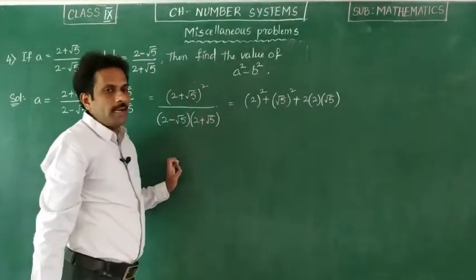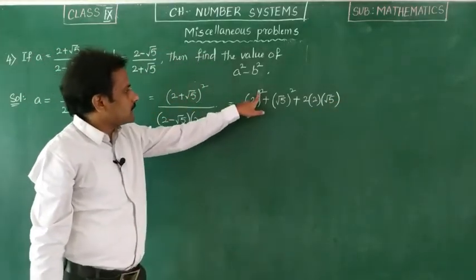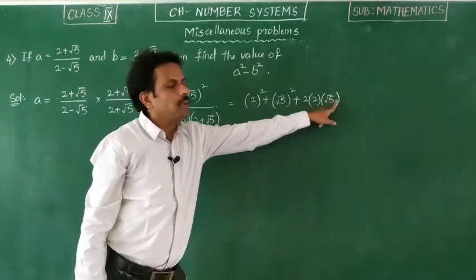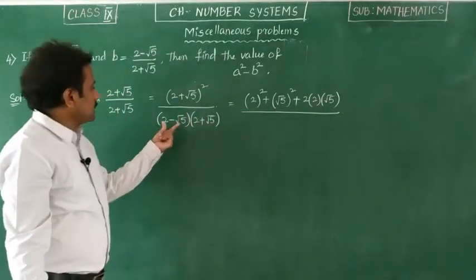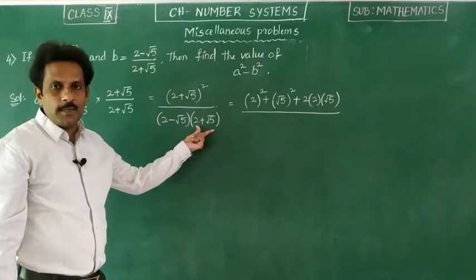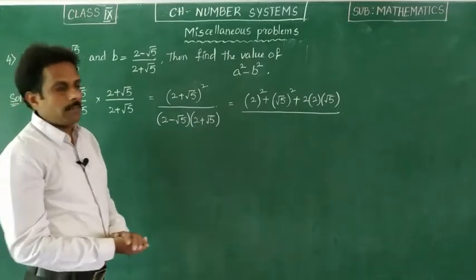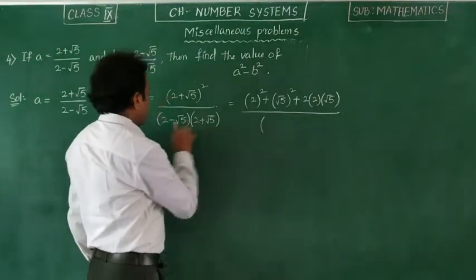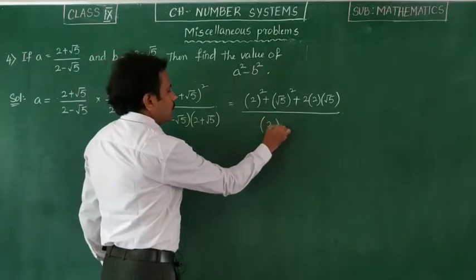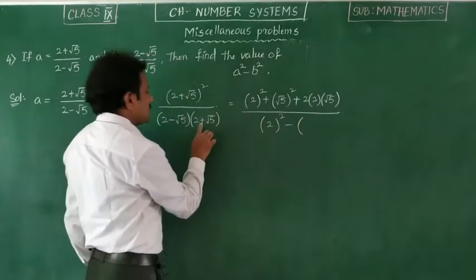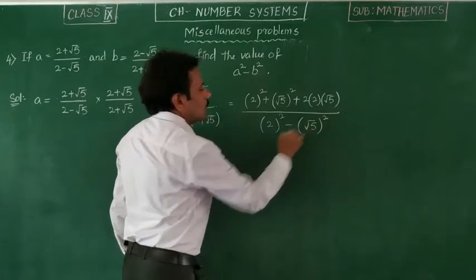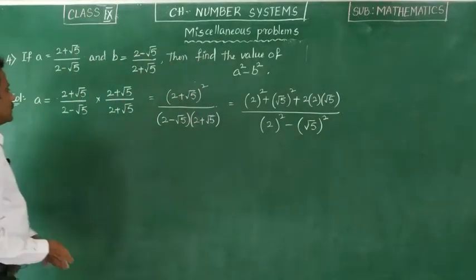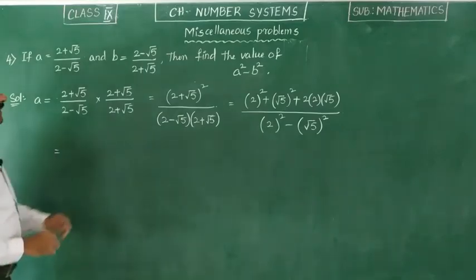That means we applied (a plus b) whole square, a square plus b square plus 2ab, upon, now the denominator part, it is in the form of (a minus b) into (a plus b), the identity is a square minus b square. So here a is 2, a square will be 2 square, minus b is root 5, so b square will be root 5 whole square. So coming to the next step, what do we get?